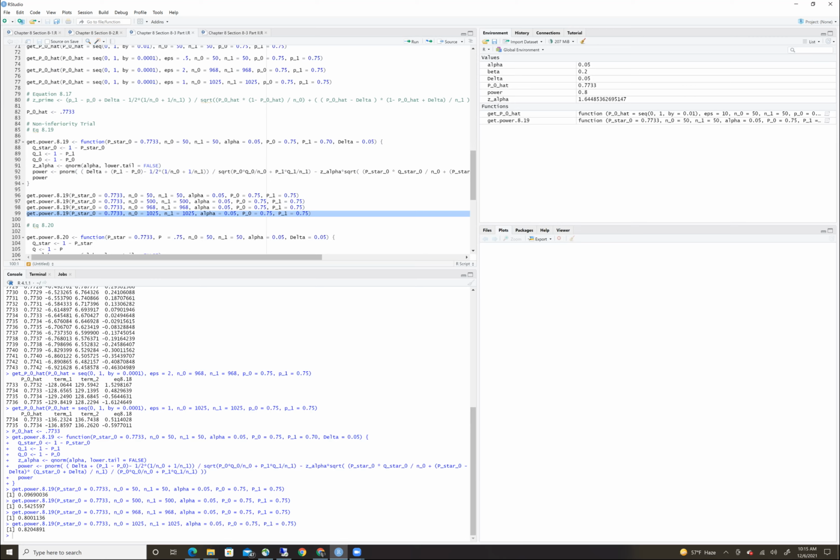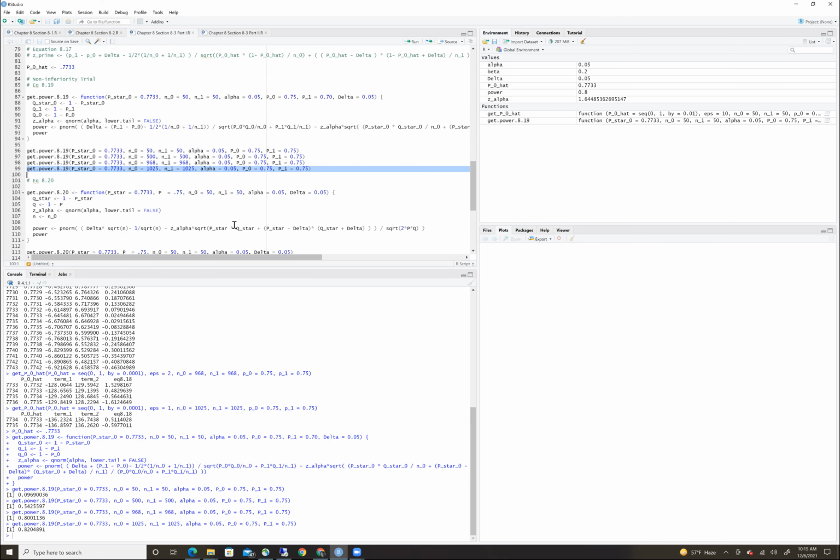You're going to want to be able to calculate the power just straight out and know how big of a sample size do I need to achieve 80% power. We'll get to that, don't worry.